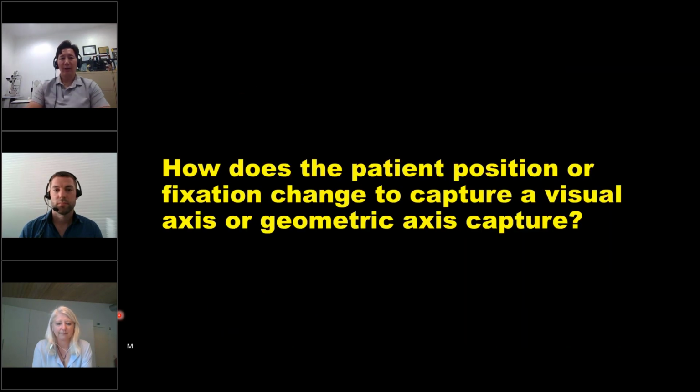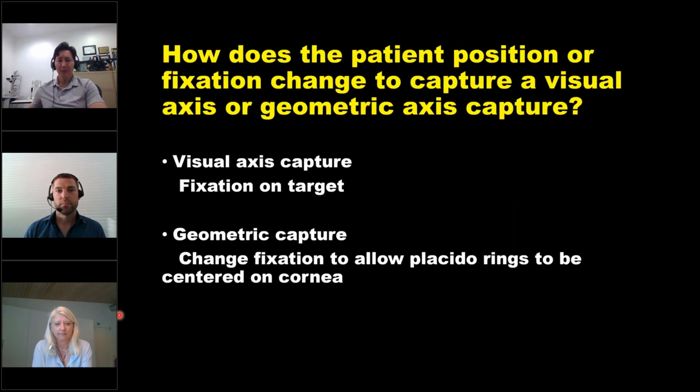And that was, how does the patient position or fixation change to capture a visual or geometric axis capture? So is there a difference in how you manipulate patient position or patient fixation? How do you do the two different captures? So Meta, would you get us started with your thoughts on how these two very different types of captures are taken?